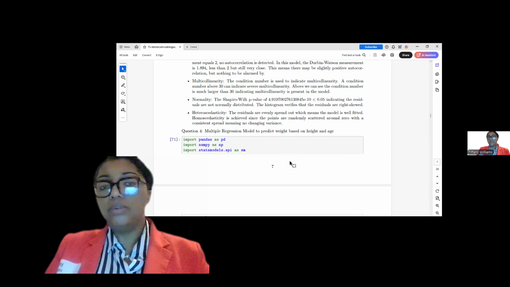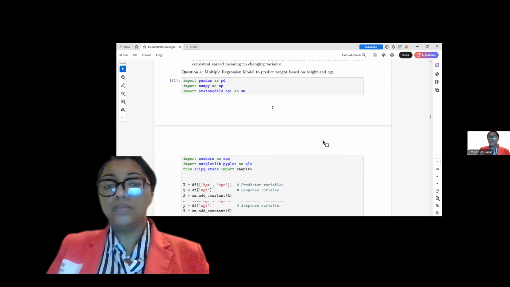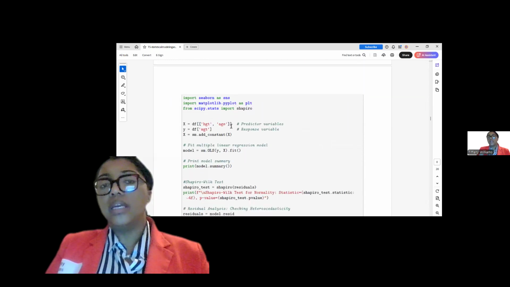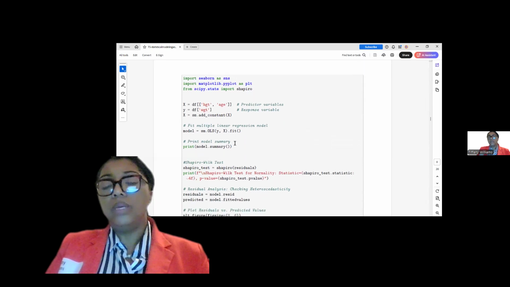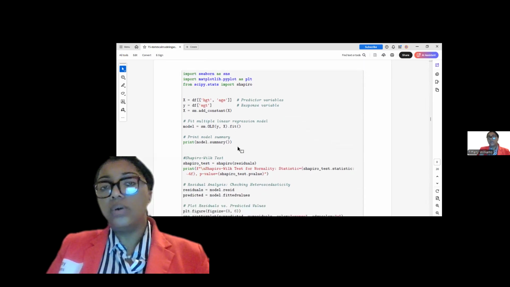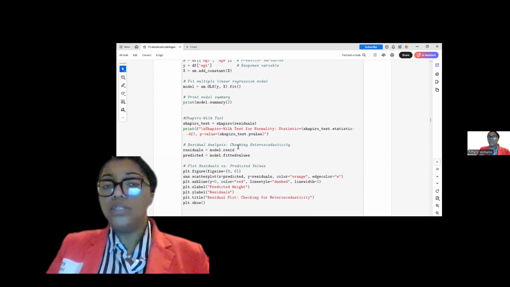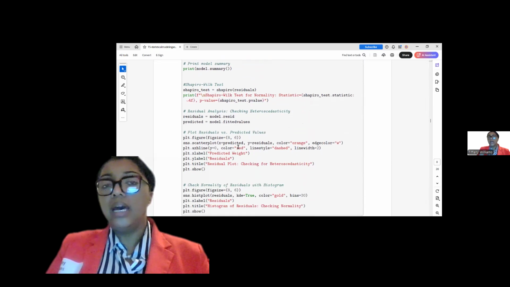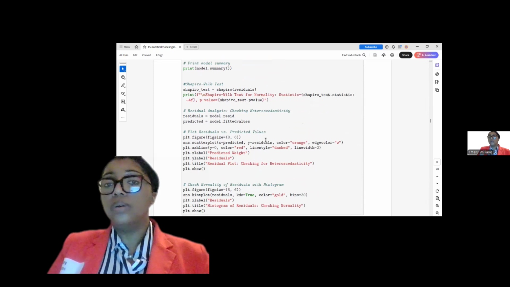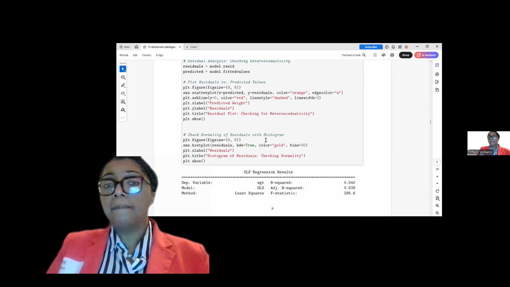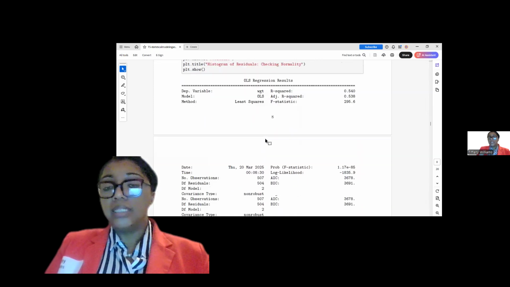Next, we'll look at a multiple regression model to predict weight based on height and age. So height and age are our independent variables, weight is our dependent variable, and we print that model out using our ordinary least squares. We'll use that Shapiro test again and the analysis for residuals, checking for heteroscedasticity, and we'll visualize that as well.